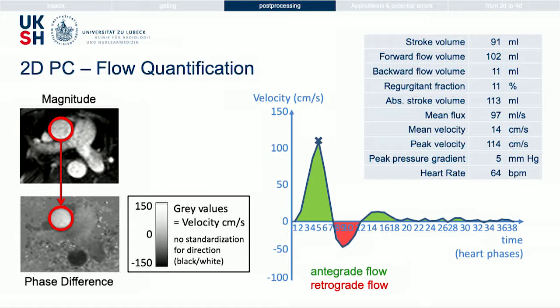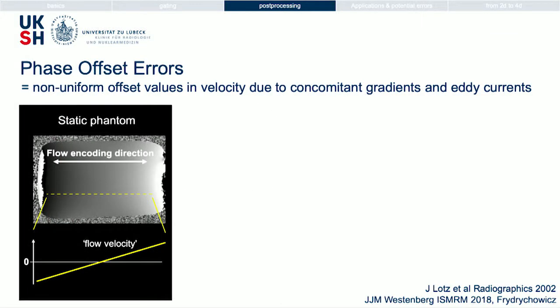But before you take this data, you need to be aware of one error, the phase offset errors. So if you scan a static phantom in your MR scanner, the MR scanner will measure flow, although there's no flow. Just a little bit of flow. This is due to concomitant gradients and eddy currents.